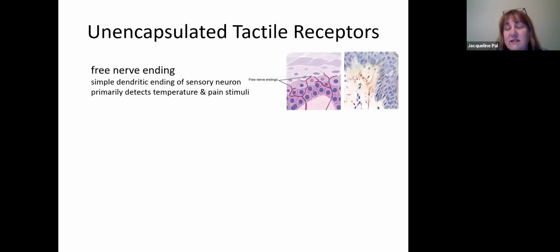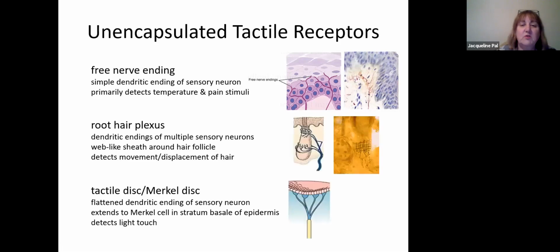So this is just a simple dendrite ending of a sensory neuron, primarily detecting temperature, cold and hot, and some pain stimuli. And so the drawing is showing free nerve endings in the epidermis, whereas the photomicrograph is showing free nerve endings in the papillary dermis. So they can be located either place.